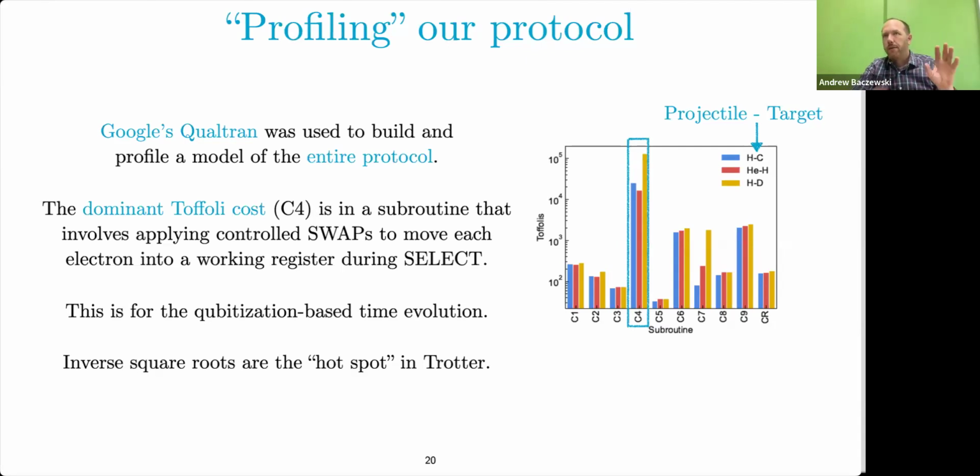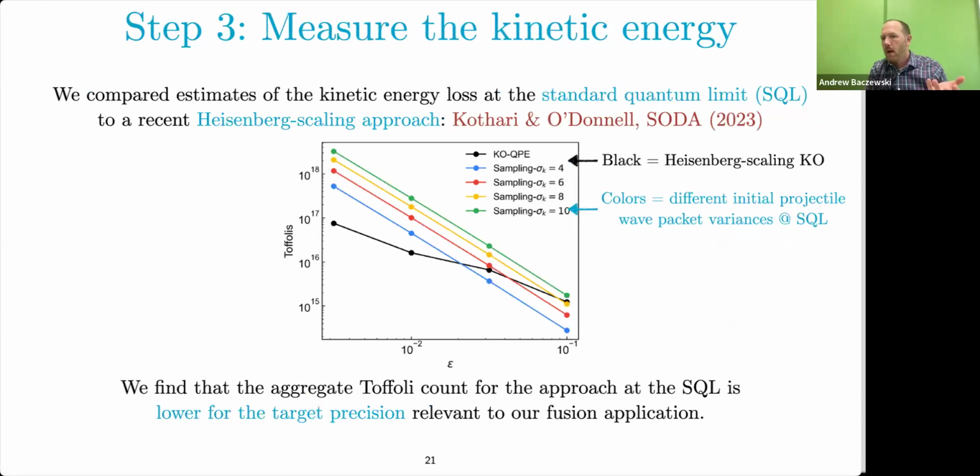Now that we have all the pieces together for state prep, time evolution, and understanding the cost of all these things, we now want to know how to measure the kinetic energy of the projectiles being stopped, essentially. And here we compare estimates for the kinetic energy lost based on sampling at the standard quantum limit. So in first quantization, we literally have a register that's indexing the momentum distribution of our projectile, and just measuring in that basis is going to give us an estimate very directly of what the kinetic energy is at the moment that we're doing that measurement, right? So we're comparing that very straightforward standard quantum limit approach to a recent Heisenberg scaling approach by Kothari and O'Donnell, this KO algorithm, or knockout as we sometimes call it.